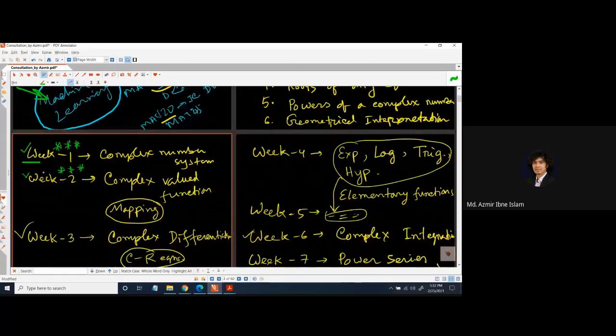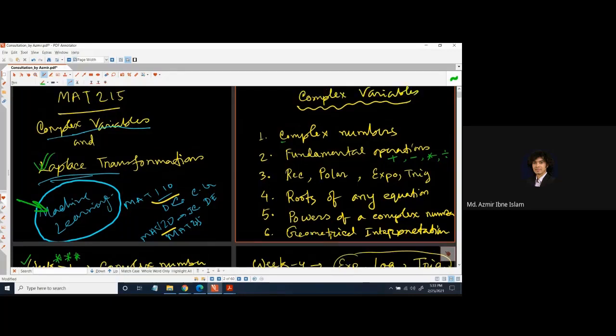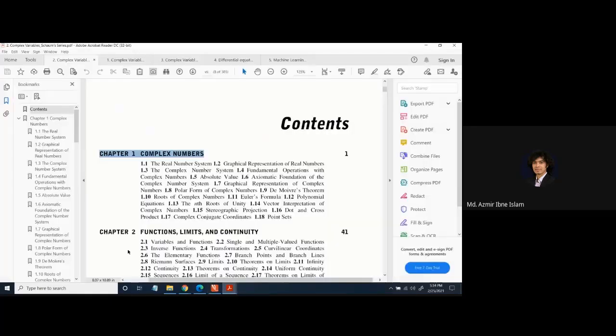Let me start from week 1. In week 1, we have the contents, complex numbers, how to do the fundamental operations. Operations means summation, subtraction, multiplication, and division. Then we will try to understand how we can convert rectangular to polar. Then we'll try to learn how to find roots of any equation, and then powers of complex numbers, and lastly the geometrical interpretations of some inequalities or equations where complex number is involved. So this is the short overview of week 1 contents.